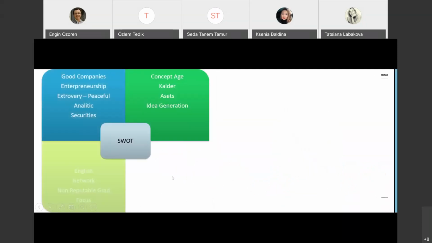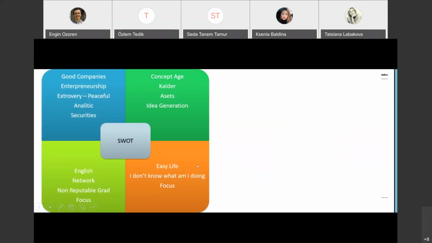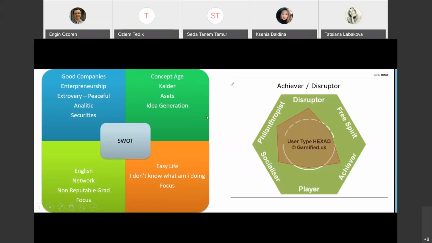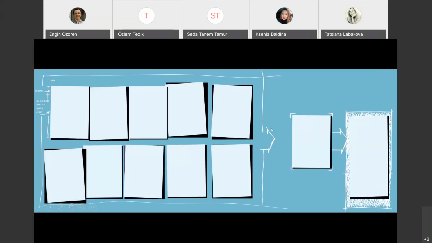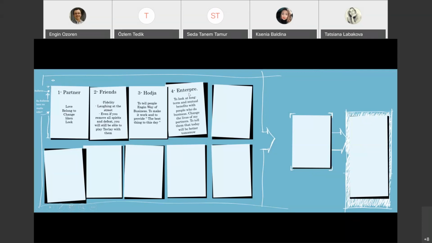Dears, I teach you to prepare a SWOT analysis. You may see my SWOT here. And then, based on your motivational pillars, we have already found your motivational pillars. Who are you as a philanthropist, disruptor, free spirit, achiever, player, socializer? Depends on you. As a person, you are not one person. You have different personas. You may be a partner of a lady or a man. You are a friend. You are a hoja or lecturer. You will be an entrepreneur.